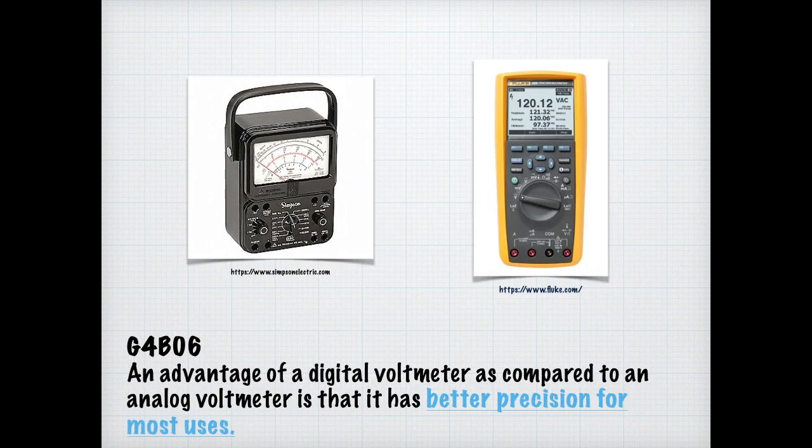To me, it's intuitive, but in case it's not for you, a digital voltmeter is a lot more accurate. It can be carried out to several decimal places. You can't get that kind of accuracy on an analog meter. For the exam, you need to know that the advantage of the digital voltmeter as compared to an analog voltmeter is that it has better precision for most uses.